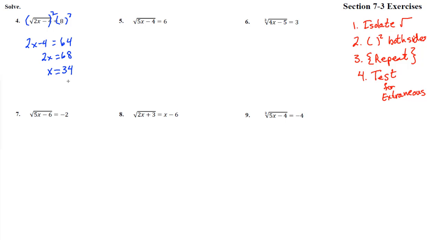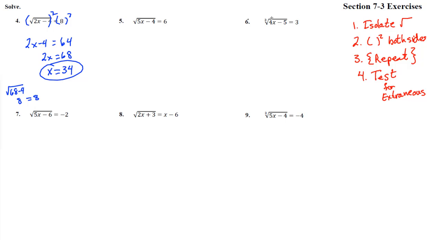Let's test it and double check that we did not make a mistake here. So 34, if we stick it back up in here, we get the square root of 2 times 34 is 68 minus 4. That is, square root of 64 is 8. Does that actually equal 8? Yes, it does. So 34 is our answer on that one.